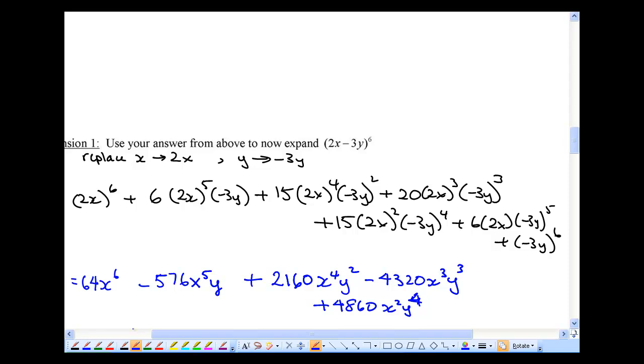And then the next term, 6 times 2 is 12. Times negative 243. Minus 2,916 x y to the power 5. And finally, negative 3 to the power 6 is just 729 y to the power 6. Done. And there's your expansion of 2x minus 3y all to the power of 6. Okay. Let's turn the page.